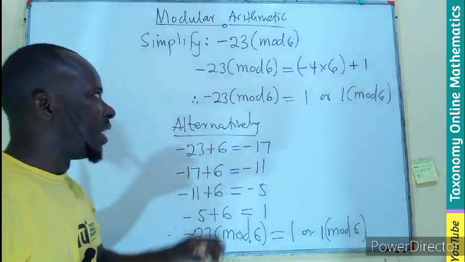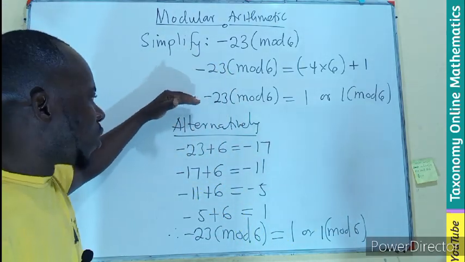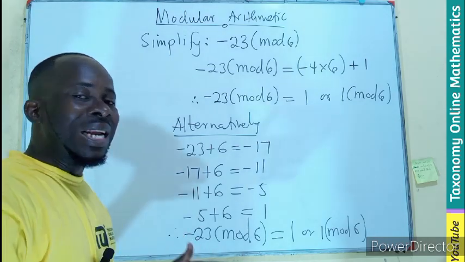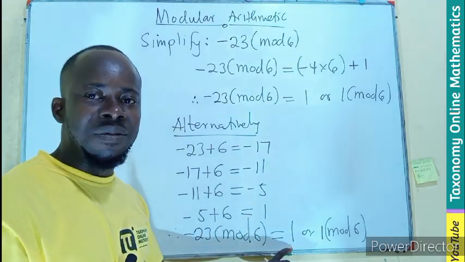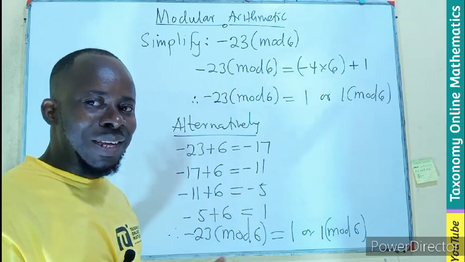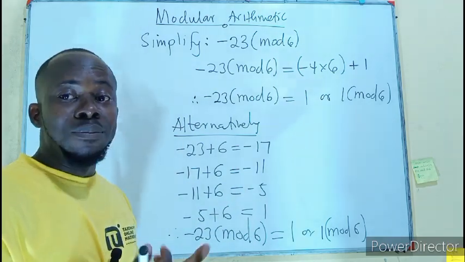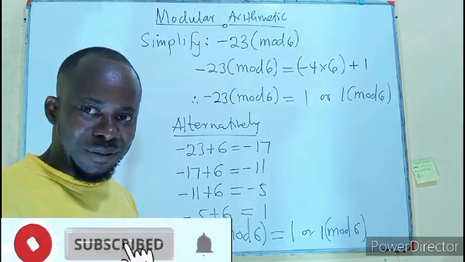So we can pick it in the division aspect. We can also pick it as a repeated addition. We are adding the base until we arrive at a positive value. And I'm sure negative integers modulus will not be a problem for you henceforth, right?